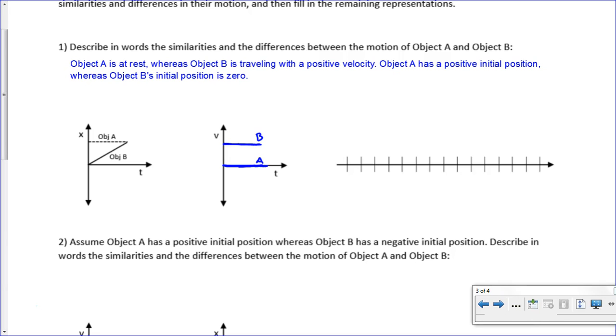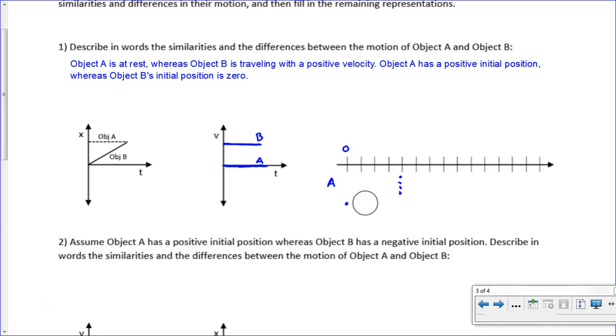For the motion map, I'll put 0 here so we have this as a reference. For A, it's going to be staying in the same place over and over again. So for A, we just have a bunch of dots that are all together in the same place. For B, it's going to be starting at 0, and it's going to be heading in the positive direction.